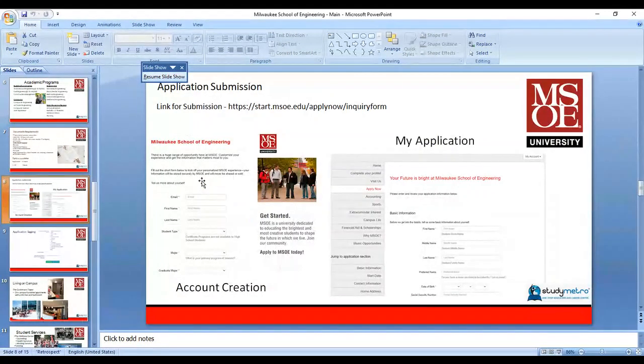Now, the next thing is to submit the application. Once you click on this link, you will find a page on which you have to fill in your email ID, your personal details, your student type and majors. Once you submit that, you will go to the My Application page. In this, you will fill in your personal details and the previous studies you have done. Then you can submit your application through this portal.